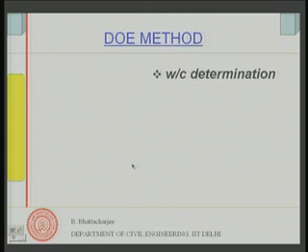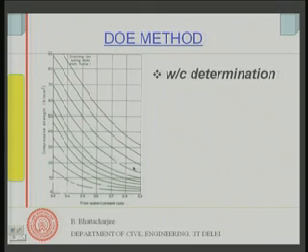There are several other methods, but this can be easily adaptable to Indian conditions as well. Okay. Now, let us see how this method goes about. So, we said the first step is determining the water cement ratio, right, water to cement ratio. So, Fm being known, I know my target mean strength.